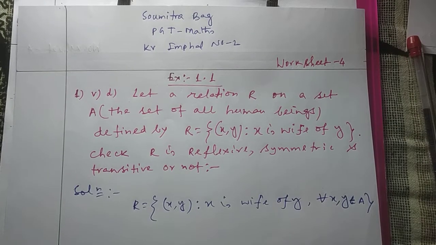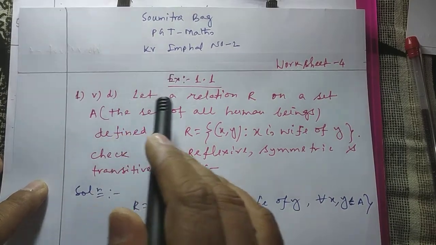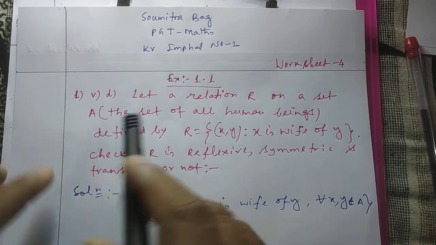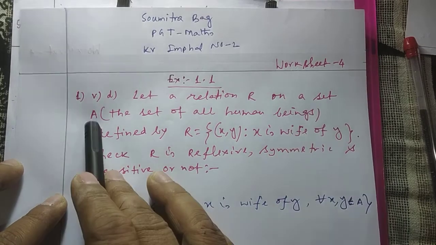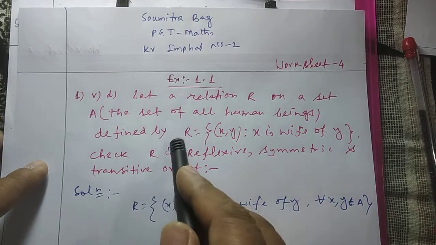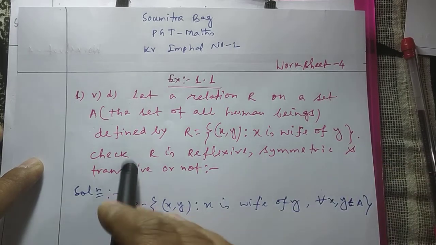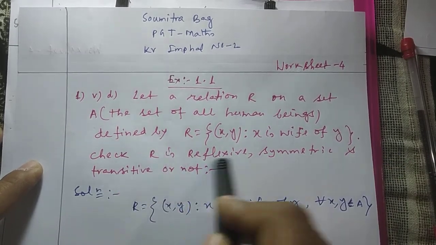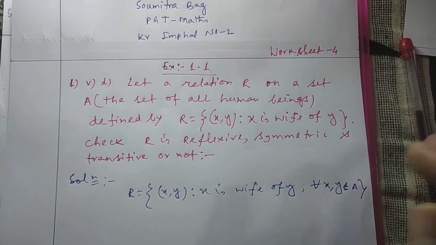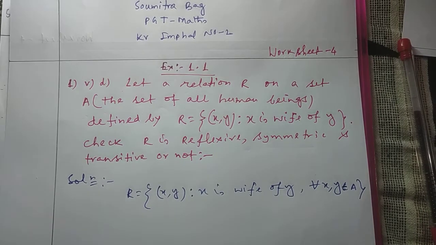Understood? First, let us come to question number 1, part 5, part D from the same exercise 1.1. First, let us read what is told here. Let a relation R on a set A, what is A here? The set of all human beings, defined by R equal to {(x, y) such that x is wife of y}. Now you have to check whether this R is reflexive or not, symmetric or not, or transitive or not, like previous maths. So you have to check whether it is an equivalence relation or not. That is the main thing to be checked.